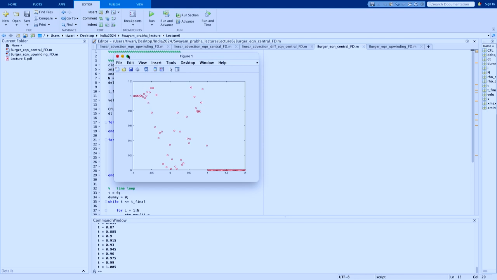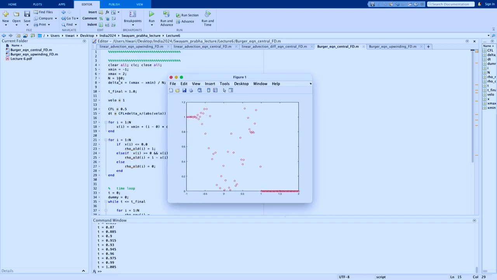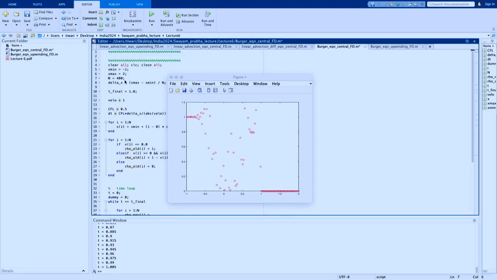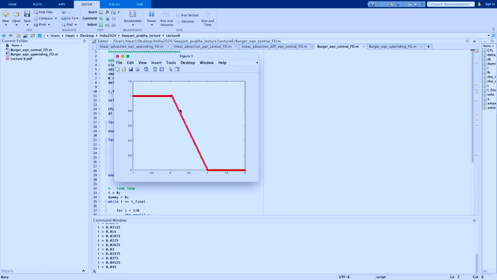Now, just a little bit more points, what will happen there? So just take 400 points. Again, it is the same. Even with better resolution, we start getting oscillation in the time development. So again, it's going up and down. So the scheme, even though it was unstable in the linear case, is of course also unstable in the nonlinear case, and even much worse.